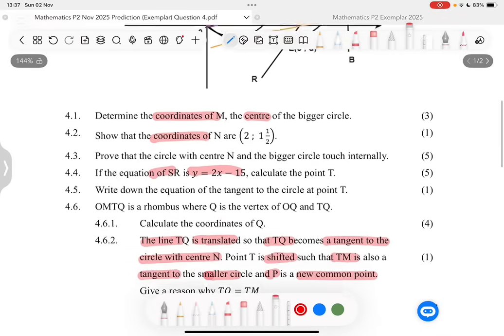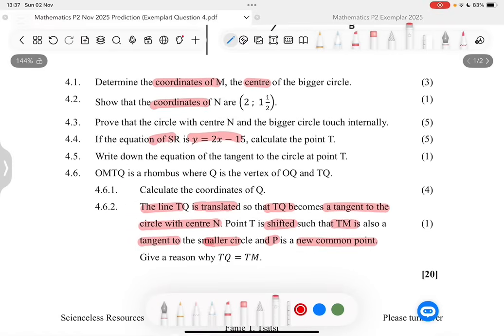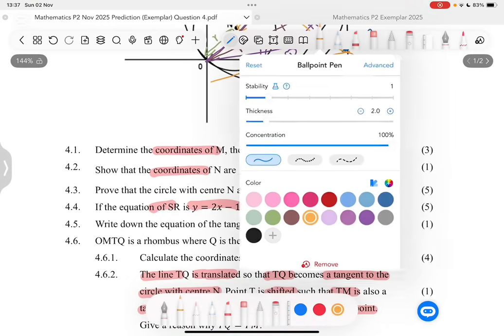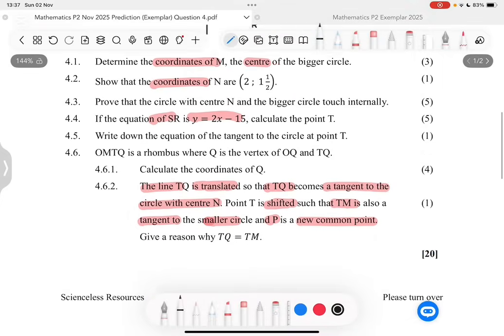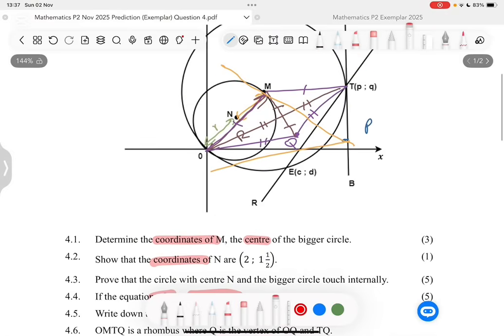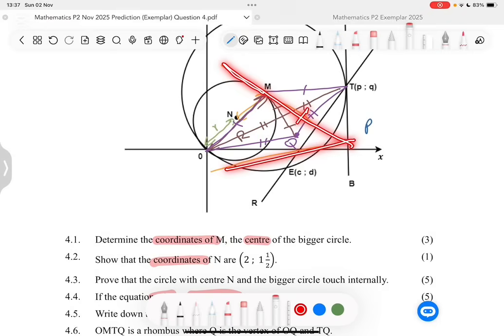The question then further goes to say, give a reason why TQ is equal to TM. Well, I think here I made a mistake of using the same letter. It should be here PQ is equal to PM. Please rectify that, because the new point now is P. So it means now we're saying, why is this line and this line equal in length? What is the reason for that?